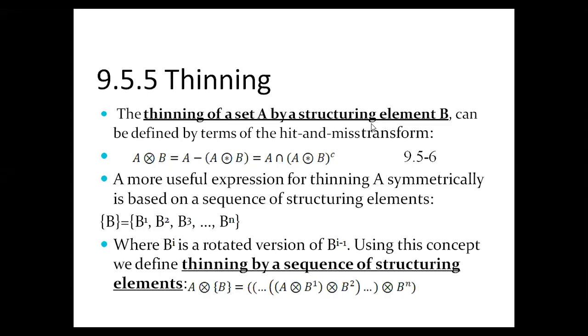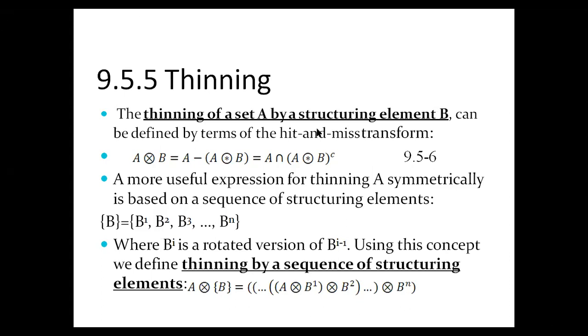So next thing we have to define is thinning. Thinning of a set A by a structuring element B can be defined in terms of the hit and miss transform. More useful expressions for thinning A are symmetrically based on a sequence of structuring elements. Now there is a rotated version of B. Using this concept we can define thinning by a sequence of structuring elements.